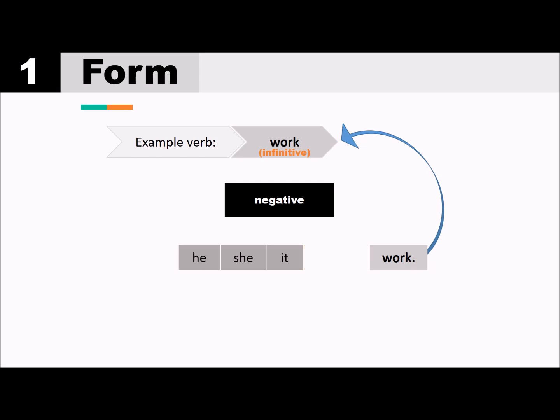In spoken English, does not has a contraction. The contraction is doesn't. For example, he doesn't work. She doesn't work. It doesn't work.